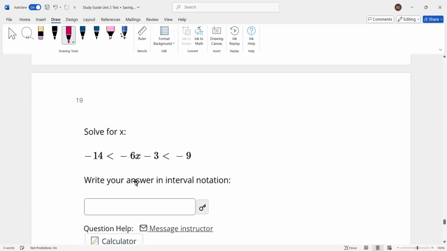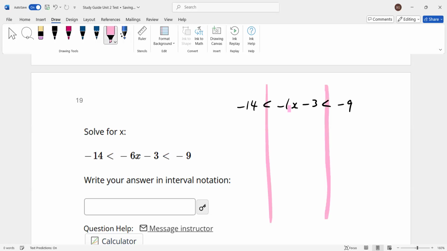Number 19, solve for x. This is a compound inequality, pretty simple. Negative 14 is less than negative 6x minus 3 is less than negative 9. Okay, left side, middle, right side. Our goal here is to isolate the x in the middle. To do that, plus 3, plus 3, plus 3 to all three parts. Negative 14 plus 3 is negative 11.